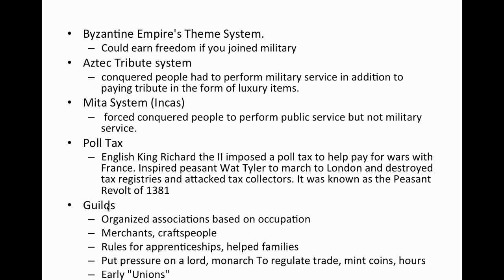Guilds were where the artisans and merchants came together like a union. They created rules for apprenticeships. How do you train someone? And that helped families and workers. And that did put pressure on a lord or a monarch to make sure that laborers were being paid well, right? So it contributed to regulations of trade and hours. These are early unions, so don't forget the guild system.